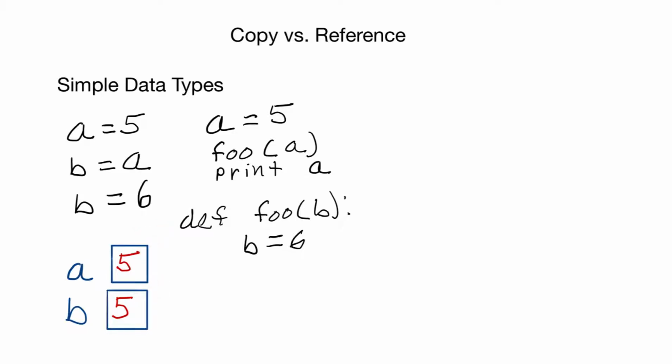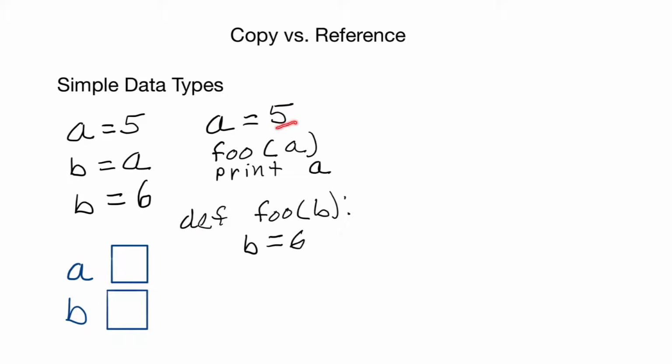Now next, when we assign B equal to 6, that means we erase what's inside the box and replace it with 6. But if we notice at the end, A is still 5, even though B has been changed. A similar thing will happen when we call a function.